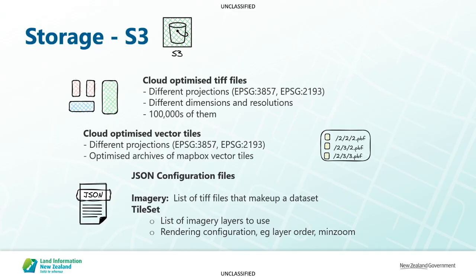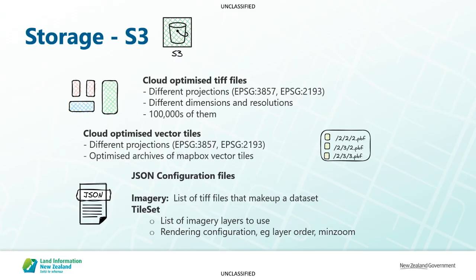We have 3 things inside our S3 storage. We have cloud optimized TIFFs. These are the whole surveys, the whole aerial imagery surveys. There's hundreds of thousands of them, and we have them in multiple projections. We have cloud optimized vector tiles, which are pre-built. They're Mapbox vector tiles, and again we have them in 2 projections. We now have NZTM vector tiles, which is kind of an exciting new development.